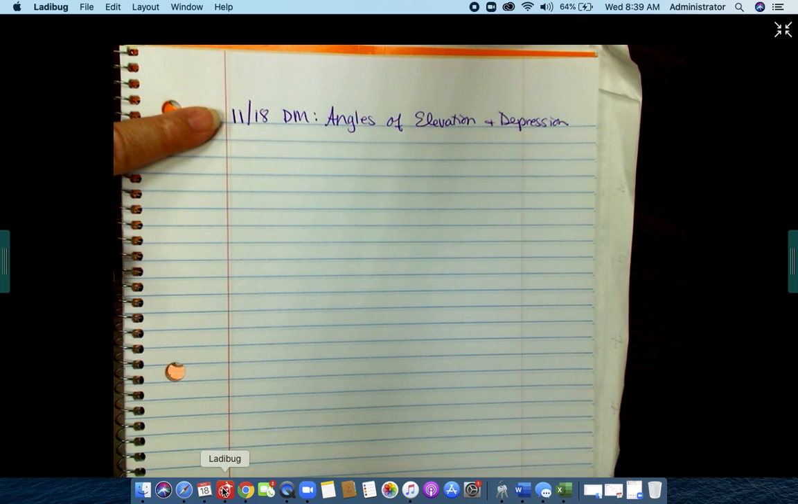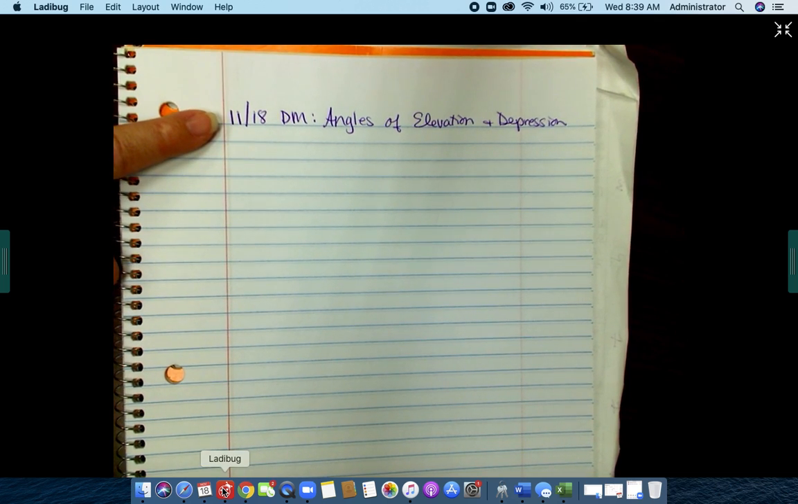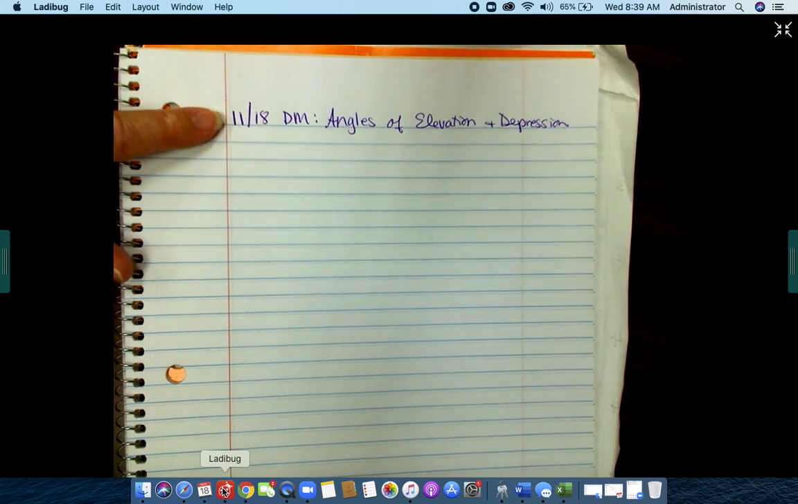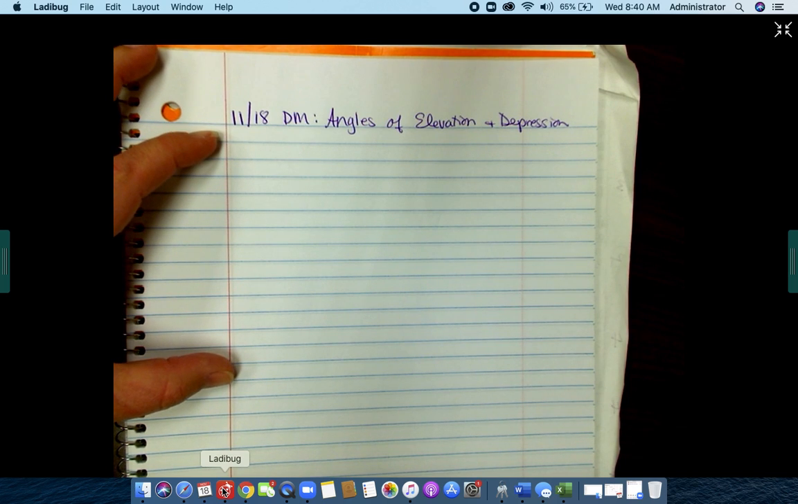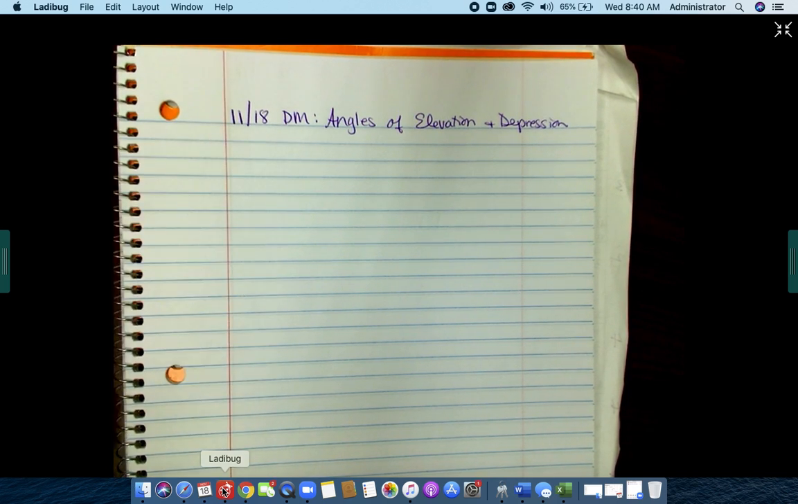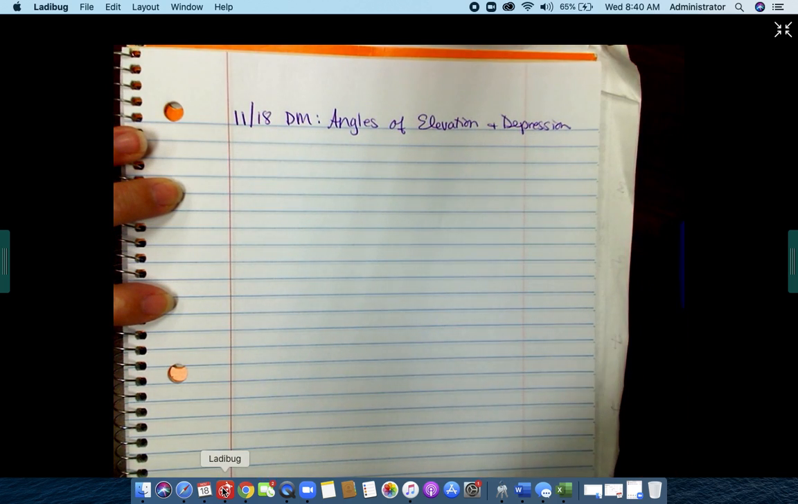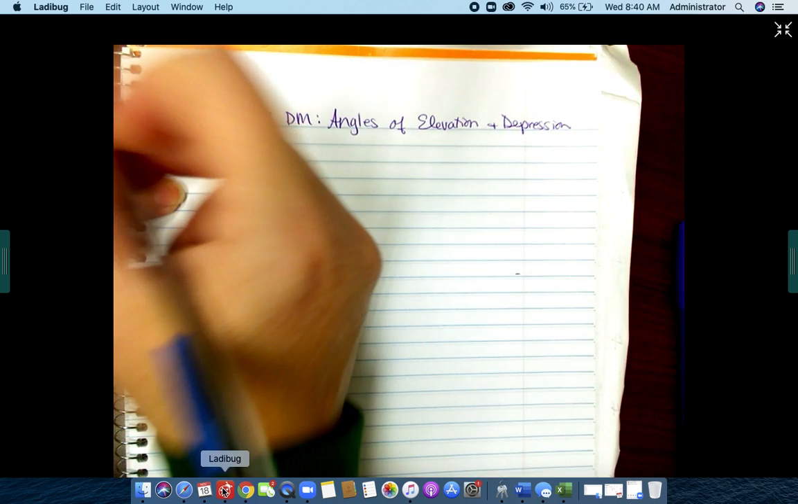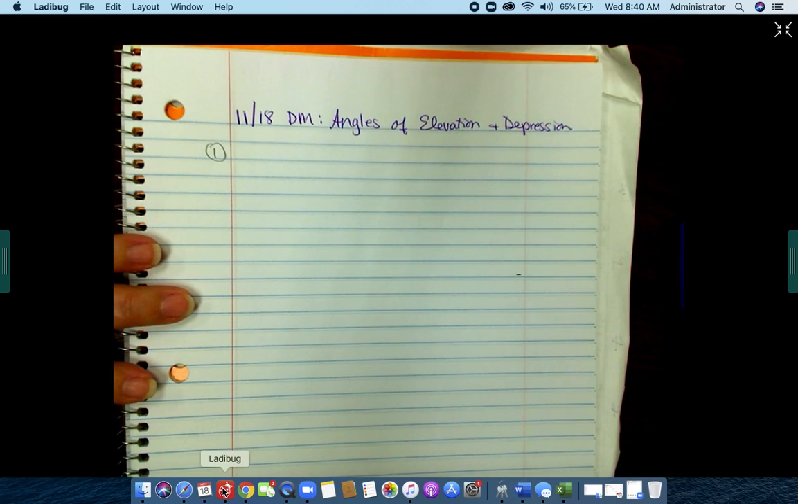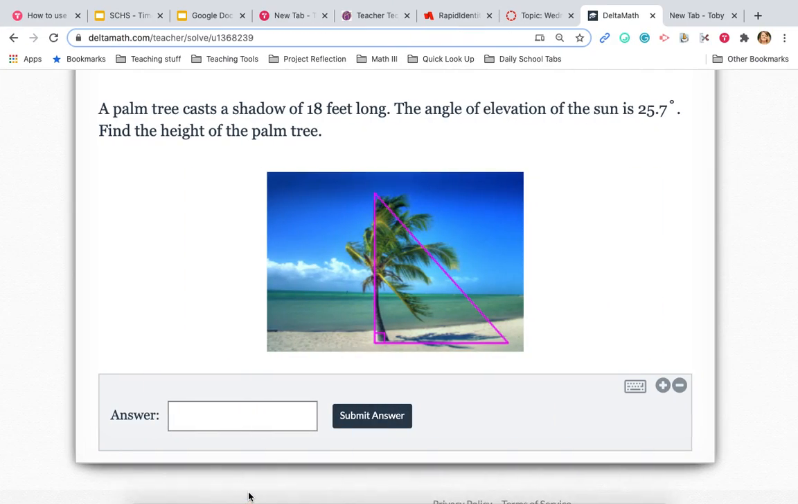So today's assignment, 1118, DM for Delta Math, angles of elevation depression. Here's where you would put your notes. I'm just going to go ahead and start with problem 1. And problem 1 had a picture that looked, again, like this. So I'm going to draw this right triangle in my notebook.